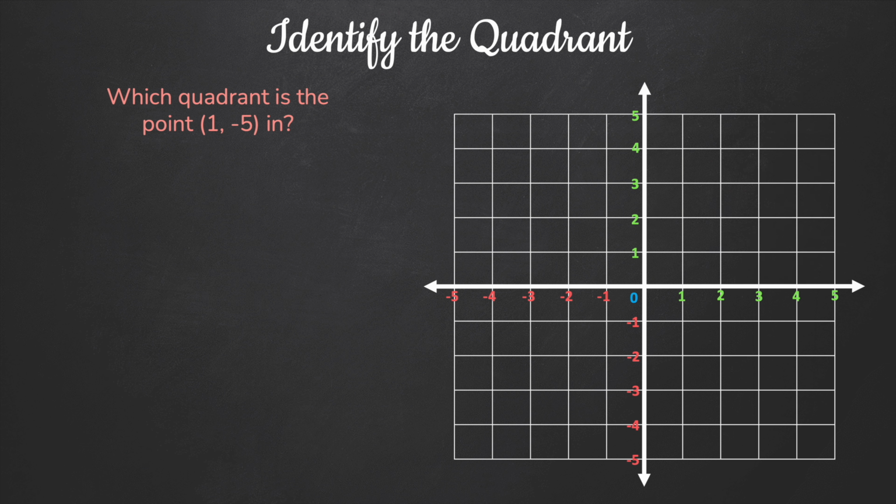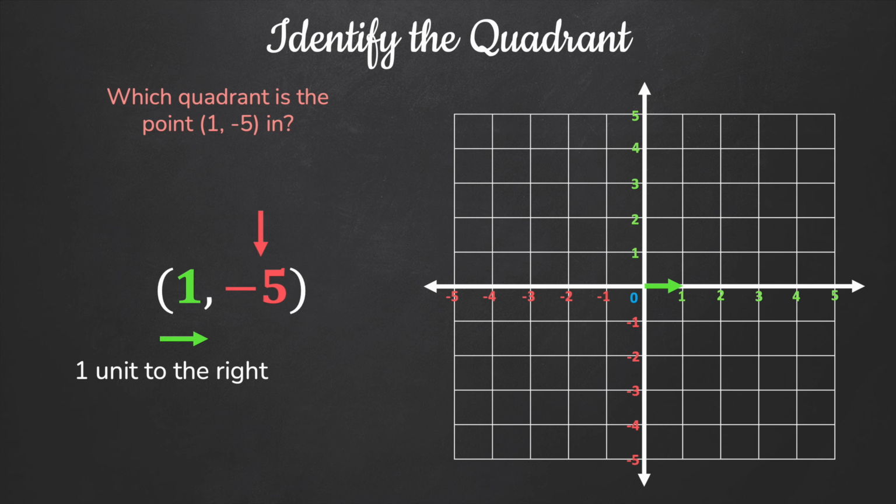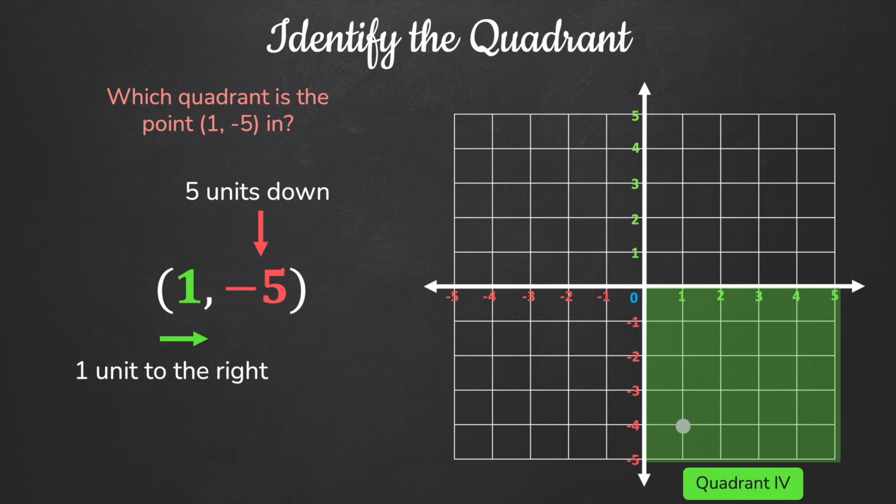Here we have our next example, which says which quadrant is the point 1, negative 5 in. So let's go ahead and plot it. Here we have our x-coordinate, which is positive 1, meaning we go 1 unit to the right. And then we have our y-coordinate, which is negative 5, meaning we go 5 units down. And then we plot our point. So here we have our point, and this lands in quadrant 4. So that means 1, negative 5 is in quadrant 4.